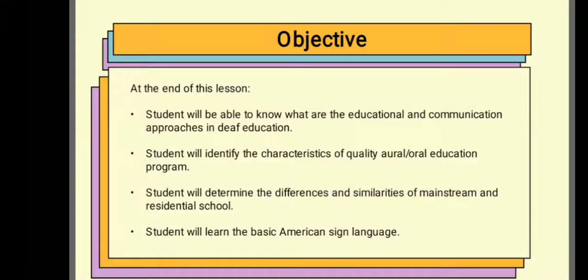So the objective of this lesson is, at the end of this lesson, students will be able to know what are the educational and communication approaches in deaf education. Second, students will identify the characteristics of quality oral education program. Next, a student will determine the differences and similarities of mainstream and residential school. And lastly, students will learn the basic American Sign Language. So without further ado, let's start.